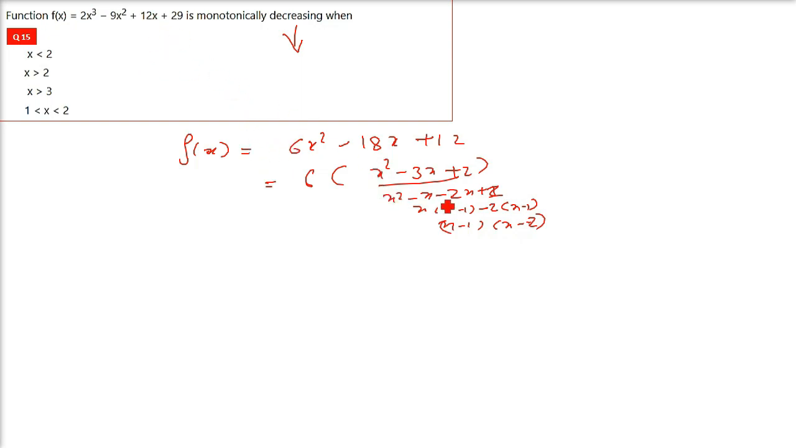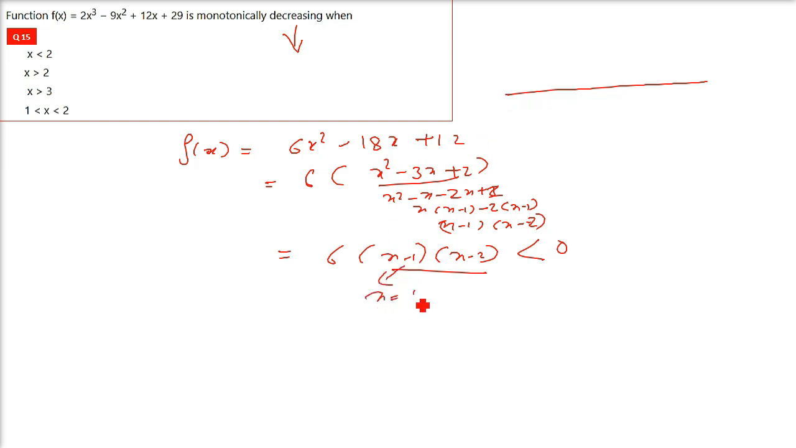So this is quite easy now. (x minus 1) into (x minus 2). So 6 into (x minus 1) into (x minus 2). It is monotonically decreasing, so just make it less than 0. And as I told you, we have two factors, and 6 cannot be less than 0. So x minus 1 is 0 when x equals 1, and x minus 2 equals 0 when x equals 2. So 1 and 2 are the critical points.